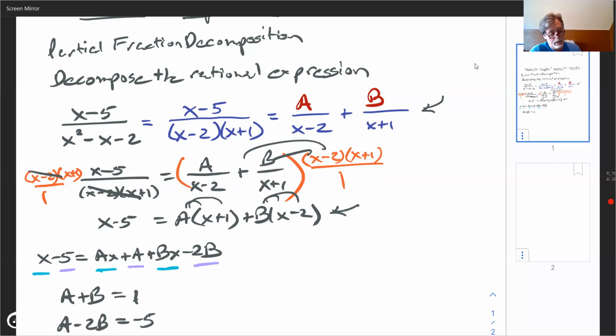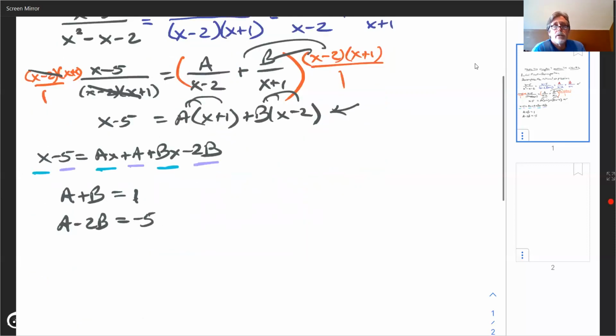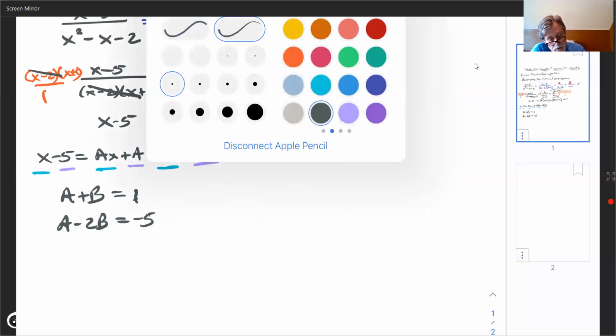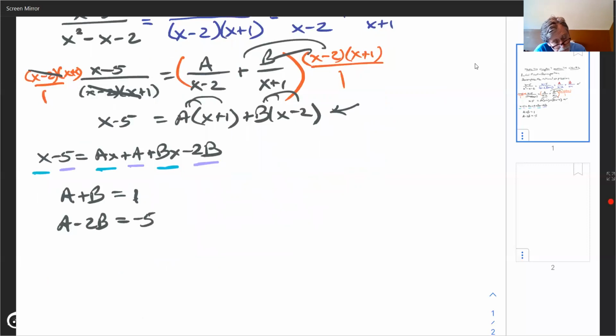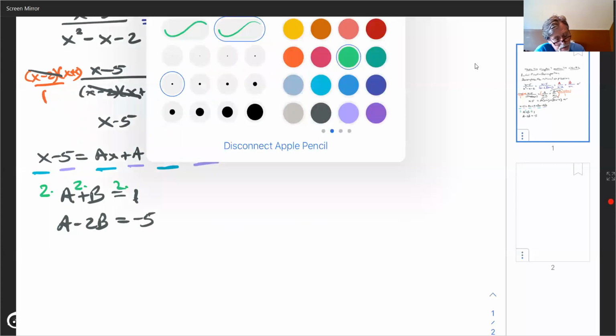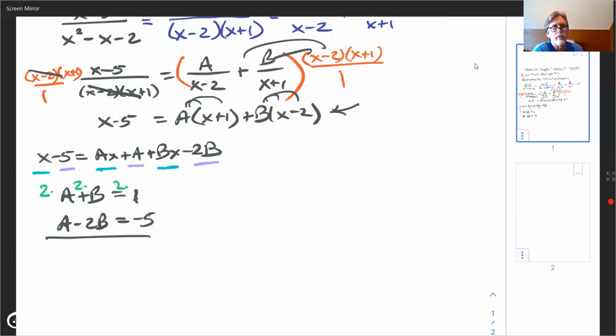And what have we got here? We have a system to solve. So, if you want me to do it, I will. I think you might know how to solve systems, but what I would probably do here is double up the top equation. And what I'm doing is I'm going back to algebra 1, solving a system.